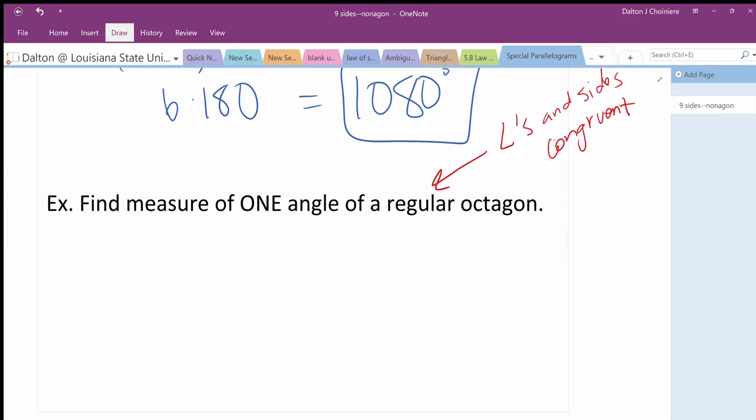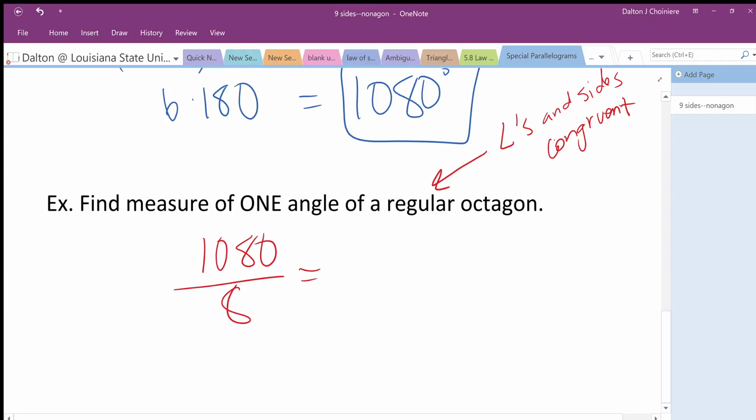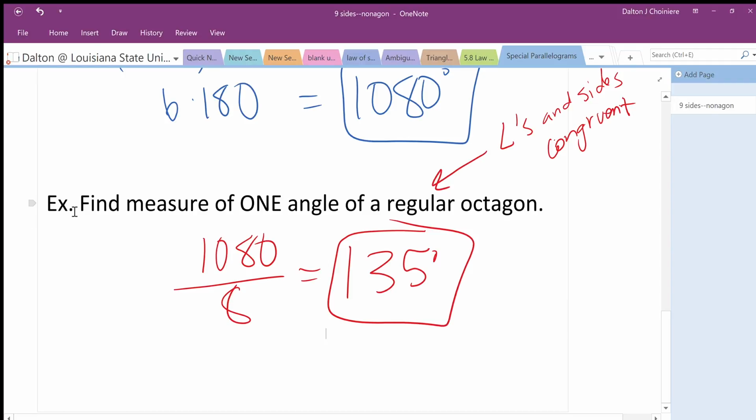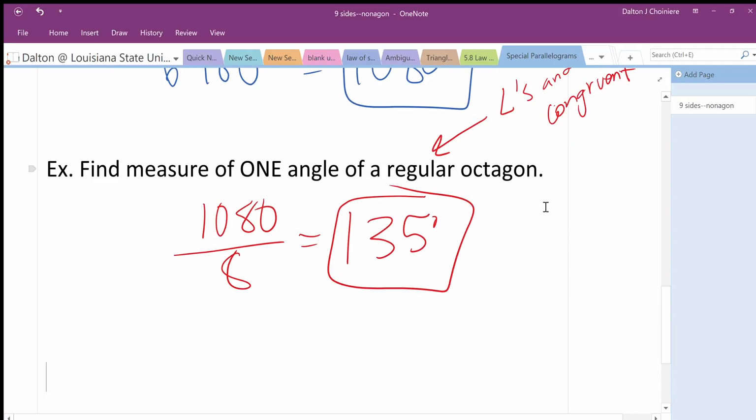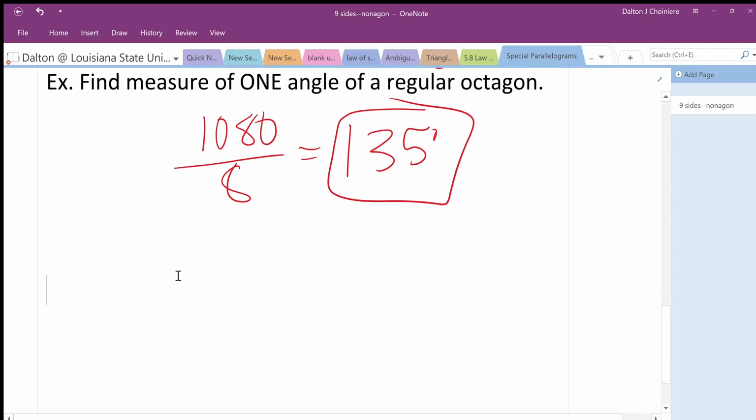Well, so we already did step 1, right? N minus 2 times 180. But since you already know that that is 1080, then what is 1080 divided by 8? 135 degrees. So that would mean all 8 of them would be 135 degrees. Now, if I just had any 8-sided shape, that's not necessarily the case because I could have different sizes.